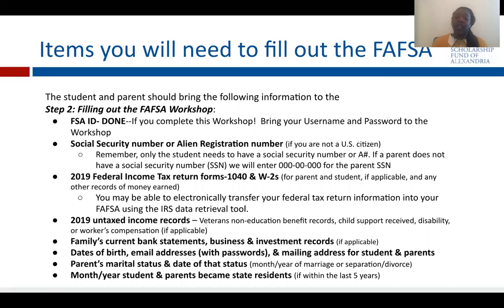You are also going to want to bring your 2019 tax return forms and W2s. You are also going to want to make sure that you bring in student and parent 2019 untaxed income records, if applicable. You also are going to want to bring in your family's current bank statements, business and investment records, as well as information on date of births, email addresses with passwords to make sure that you can access those email addresses, and mailing address information.